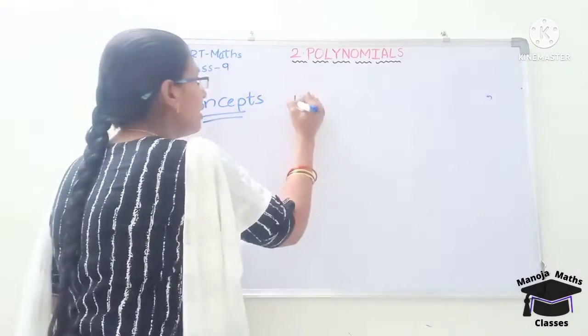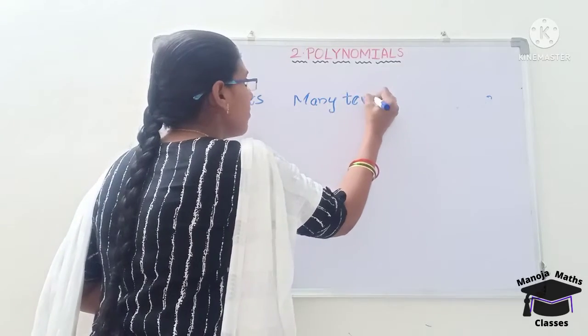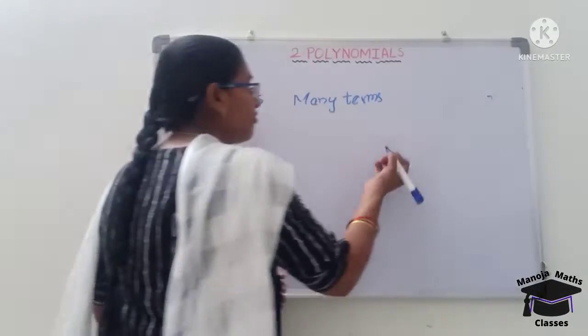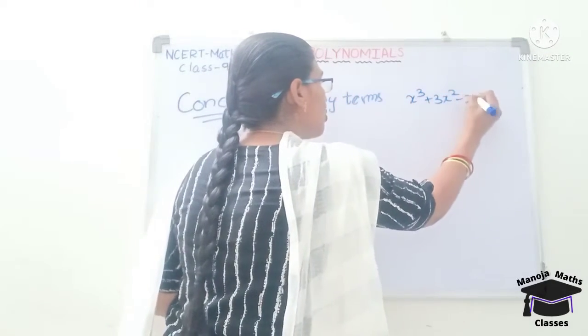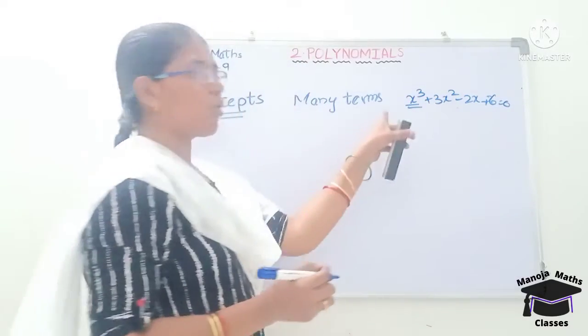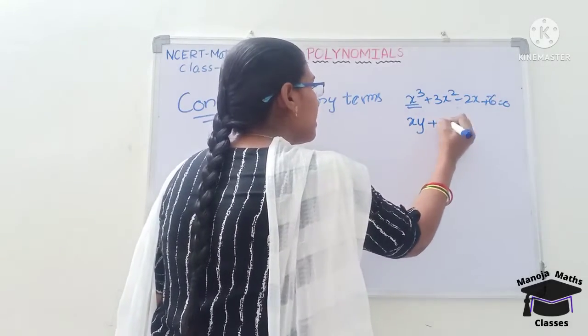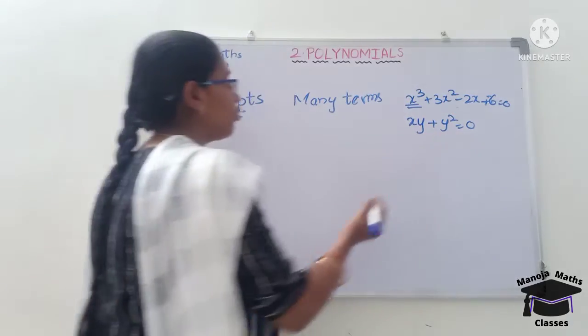Polynomial is nothing but many terms. Polynomial means many terms. A polynomial can be of one variable, like x cube plus 3x square minus 2x plus 6. Here only one variable x is there, so it is a polynomial of one variable. If the polynomial is xy plus y square equal to 0, you have two variables. So this is a polynomial of two variables.